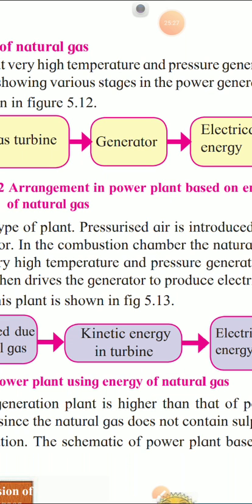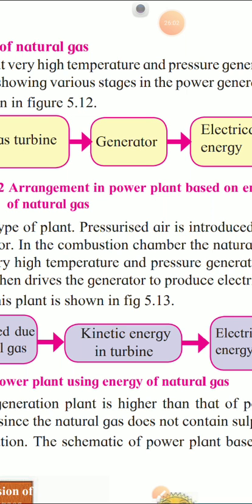The pressurized air is introduced into the combustion chamber, that I already explained in the flow chart, using a compressor. In the combustion chamber, the natural gas burns in the presence of the air, and the gas at very high temperature and pressure is generated in this chamber, due to which the turbine runs. The turbine then drives the generator to produce electricity.